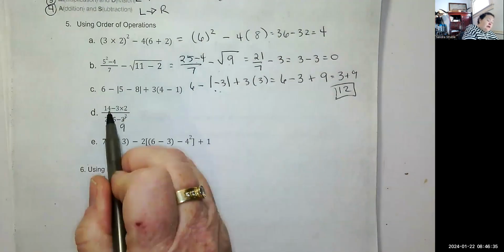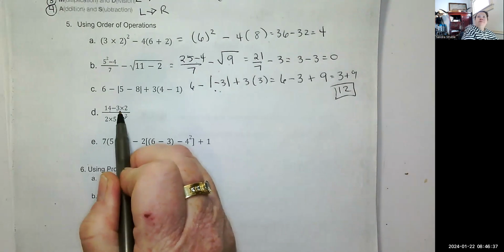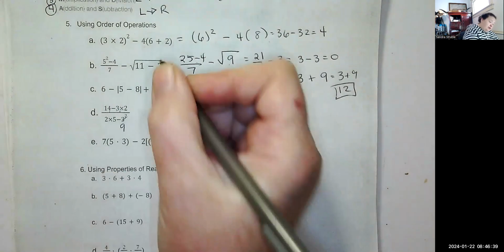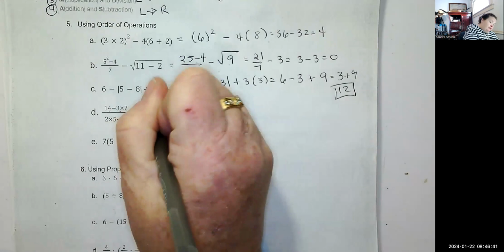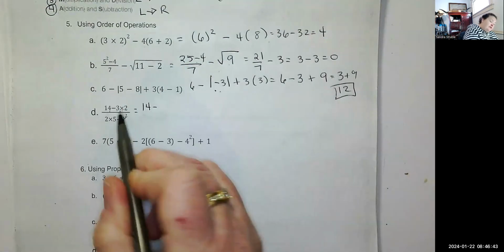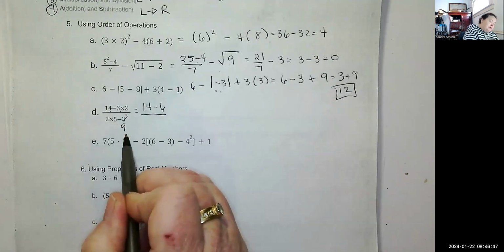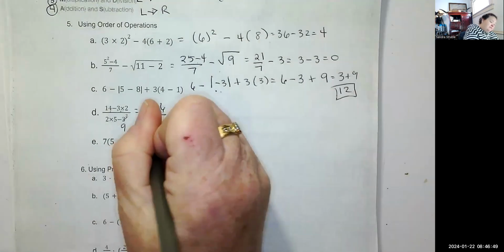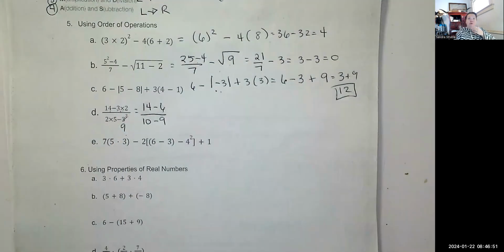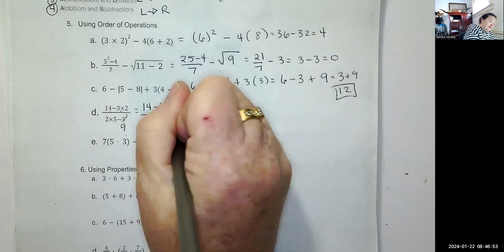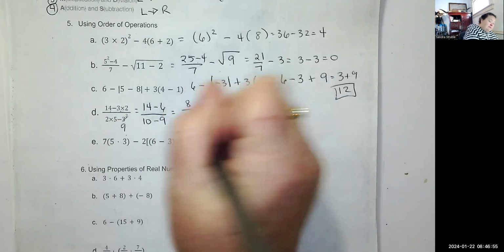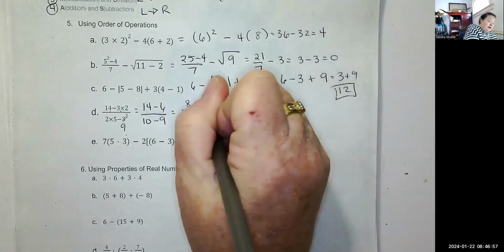So you are not going to go 14 minus 3. That would be no bueno. So you're going to leave the subtraction alone, and you're going to go ahead and do your multiplication first. Over 2 times 5 minus 9. 2 times 5 is 10 minus 9. Now we can do our subtraction. 14 minus 6 is 8. 10 minus 9 is 1. And then now divide, it's just 8.